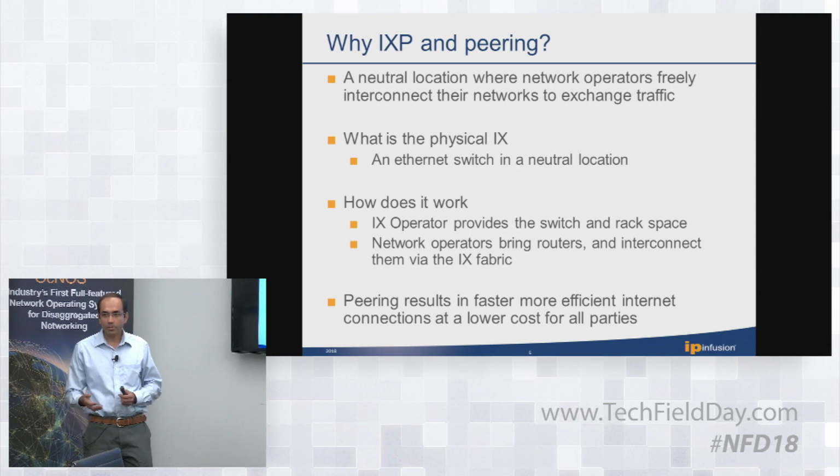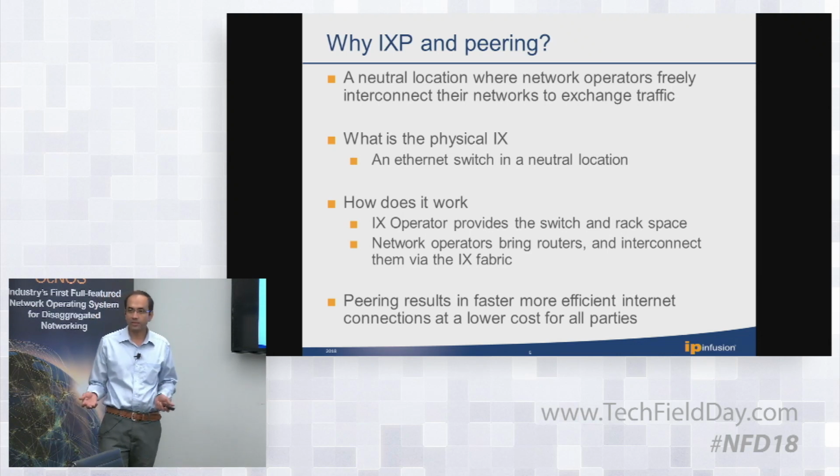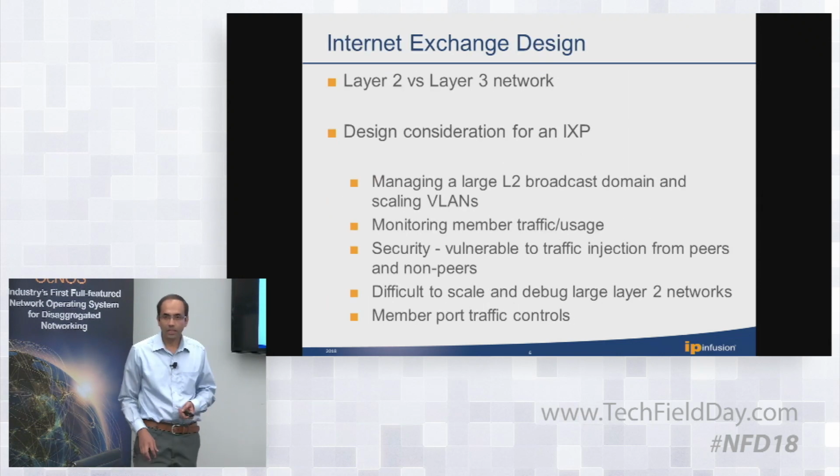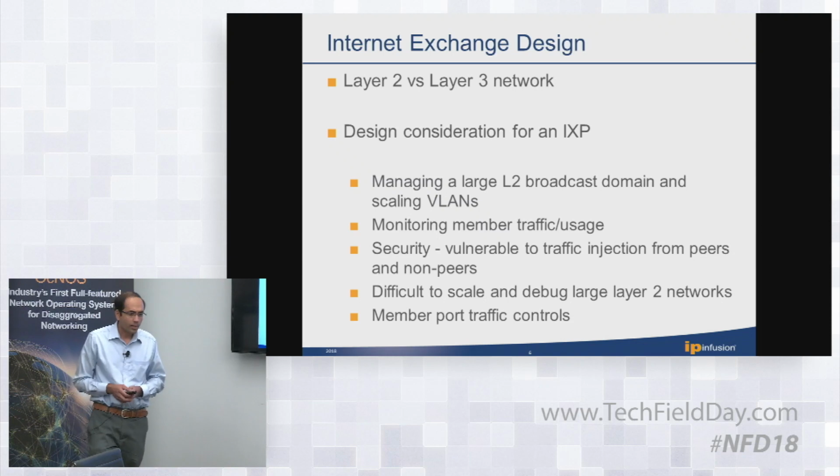And why do we need peering? Because in the old days, the transit routes were either direct or tri-party arrangements, and this couldn't scale as the internet traffic grew, and so IXPs solve this problem, and it's a cost-effective way to exchange routes.